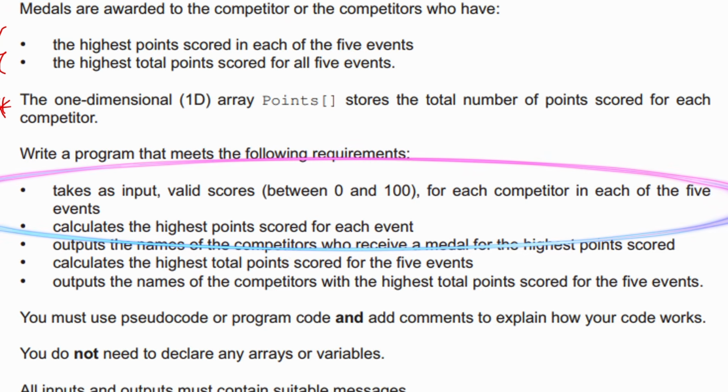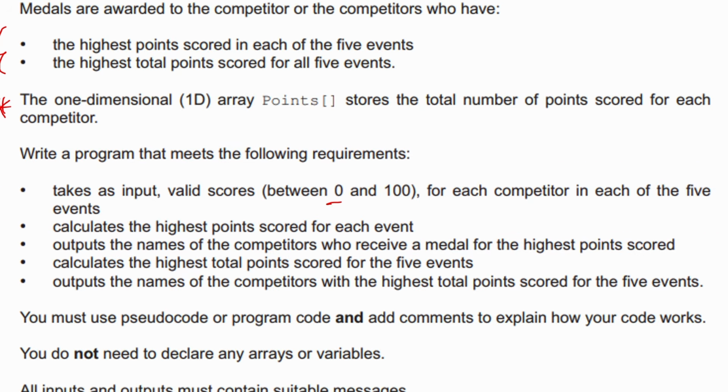We need to take an input, which is a valid score between 0 and 100 for each competitor in each of the 5 events. So in order to take a number between 0 and 100, we clearly have to validate the input, which again is really simple. We've done this in unit 7. It's going to be a simple range check between 0 and 100.